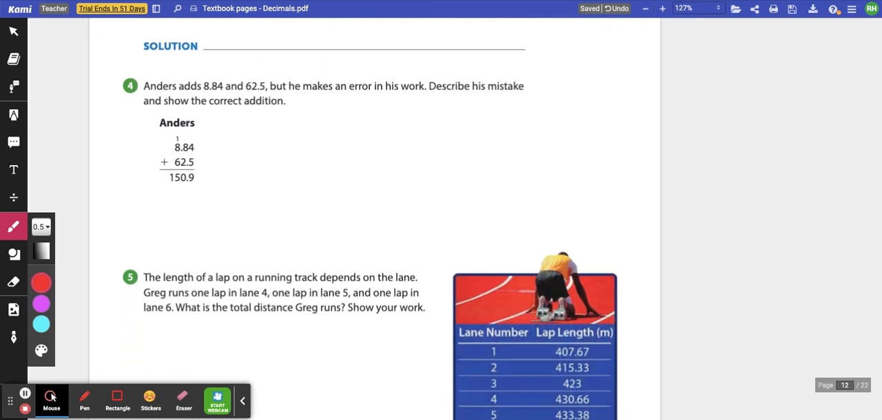Anders adds 8 and 84 hundredths and 62 and 5 tenths, but he makes an error. Describe his mistake and show the correct addition. Well, first I can see that his decimals are not lined up, so I already know that that's his mistake. Decimals not aligned. And show the correct addition.